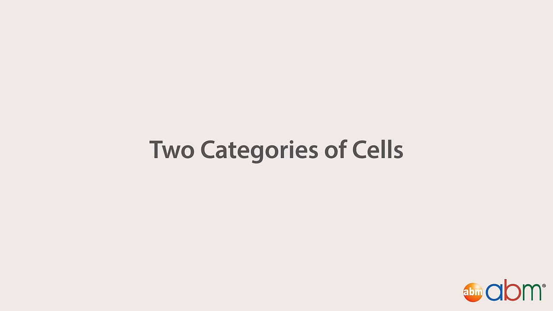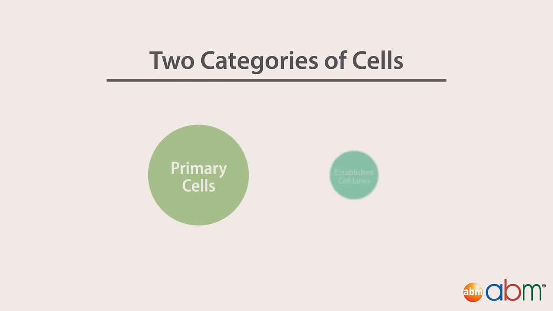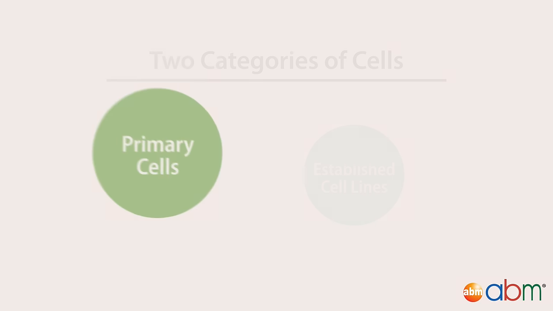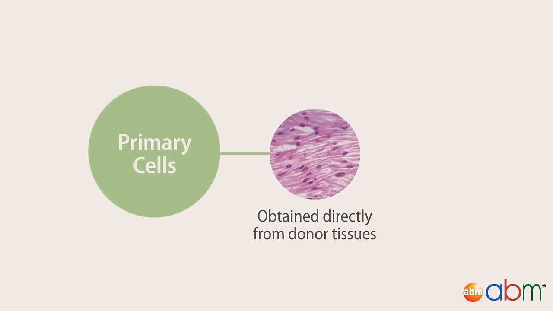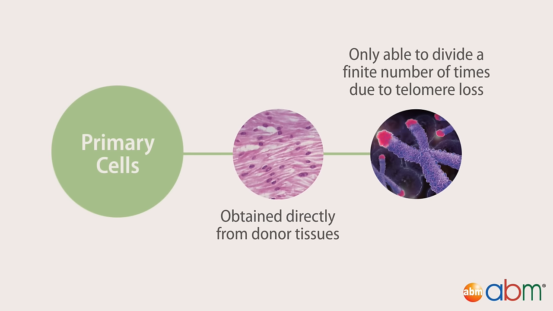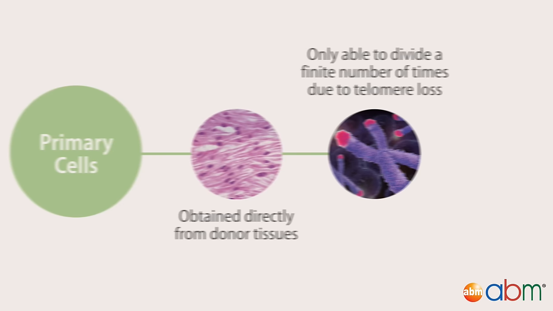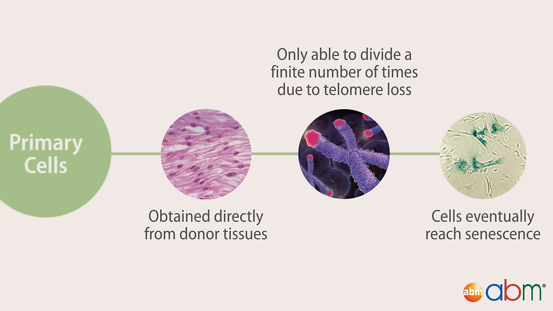Cells that are used in laboratories can be generalized into two categories, primary cells and established cell lines. Primary cells are cells that are directly prepared from an organism's tissues. If grown under the right conditions, primary cells will grow and proliferate, but they are only able to do so a finite number of times. This is because each time as the cells divide, part of its DNA's telomere is lost, and after a certain number of cell divisions, the cells would reach senescence when the cells can no longer divide.